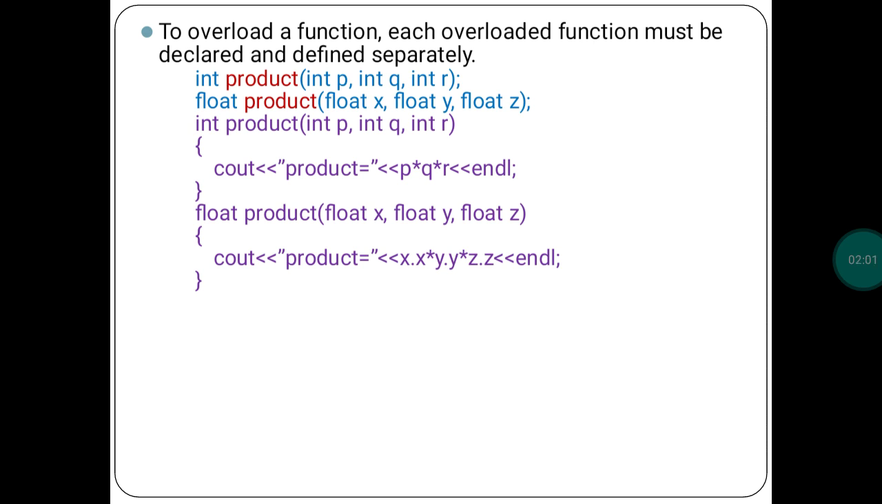So define the first function, int product, int p, q, r. p, q, r are the arguments. Then cout product is equal to p into q into r. Closing brace. That function is over.